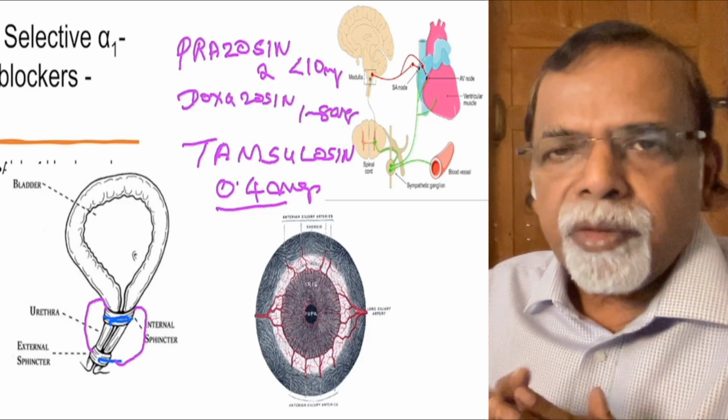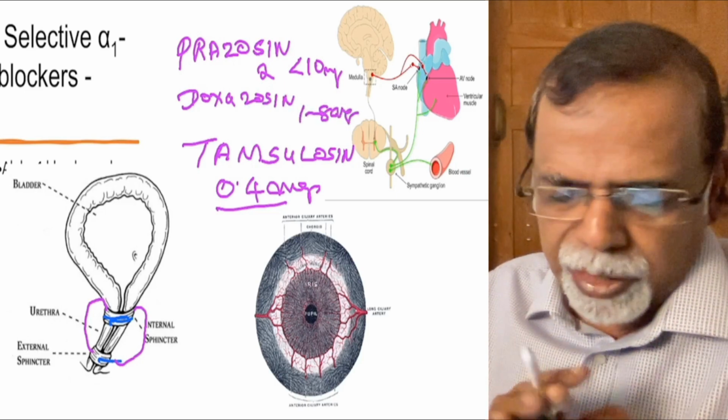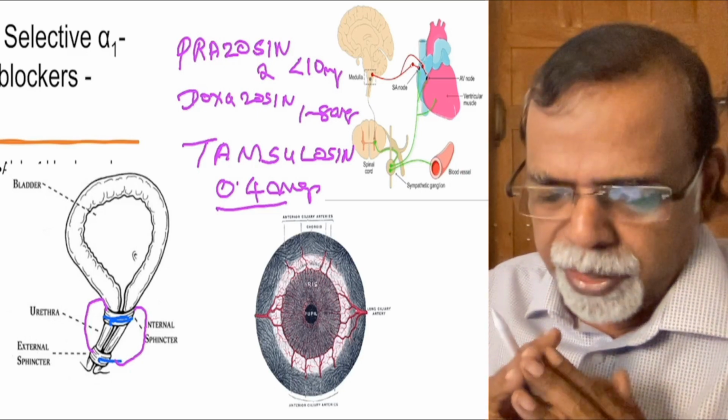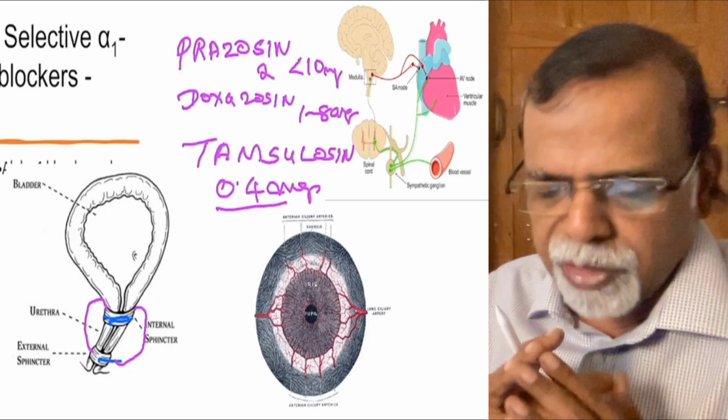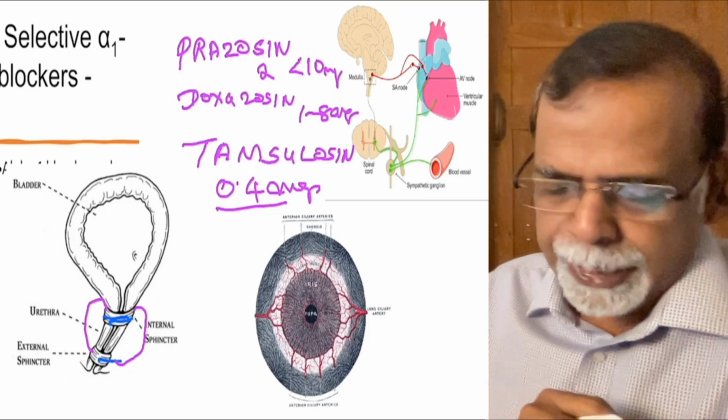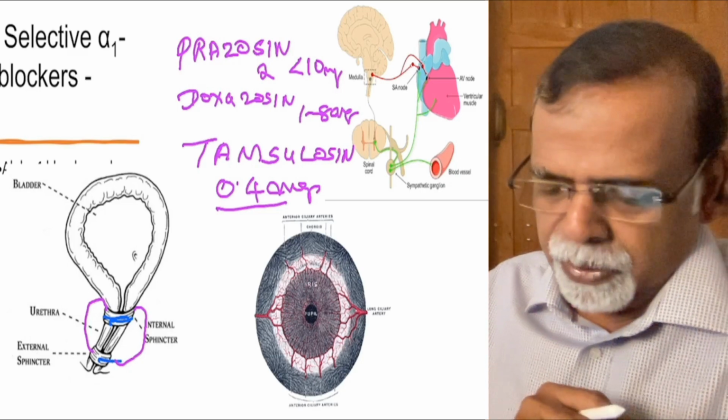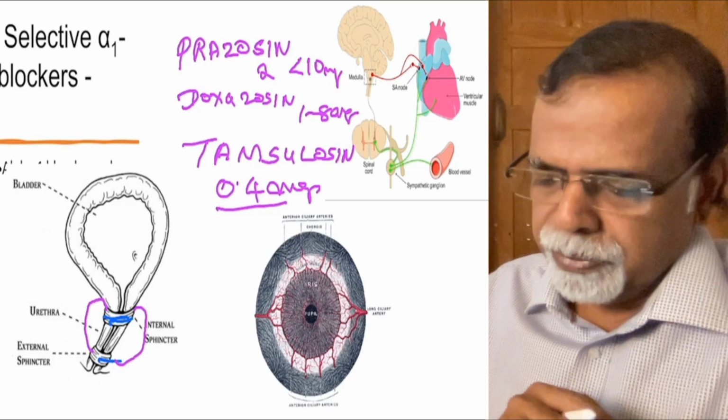Again, remember this is given as an antihypertensive drug only if the patient has got benign prostatic hypertrophy, and it is not the first line drug. It is usually used as a second line drug. Hope these points are clear to you.